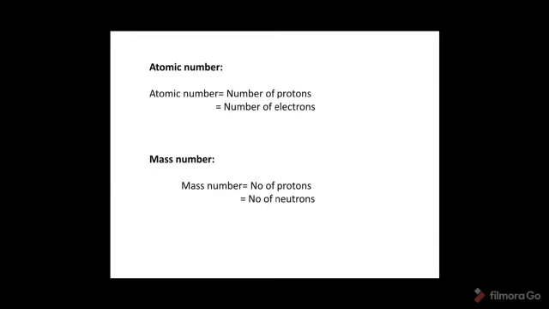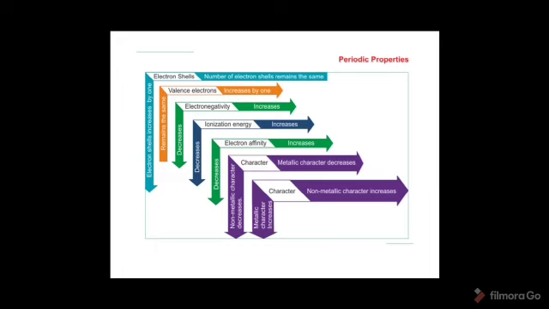What is actually atomic number? Atomic number gives the number of protons, and the number of protons is equal to the number of electrons. Mass number: whenever you calculate the mass number of any atom, you have to consider the number of protons and the number of neutrons. So this is the overall summary.